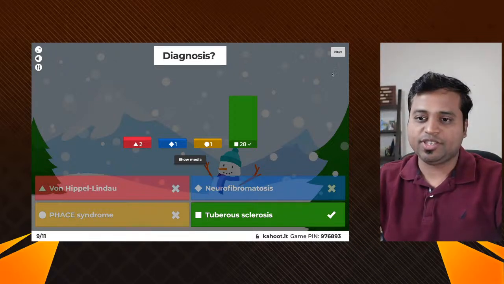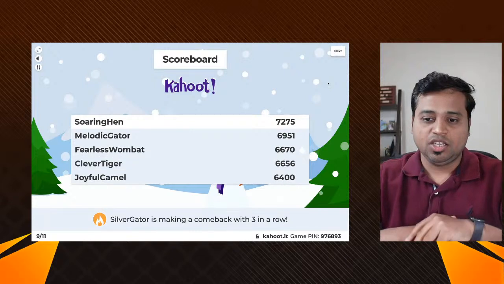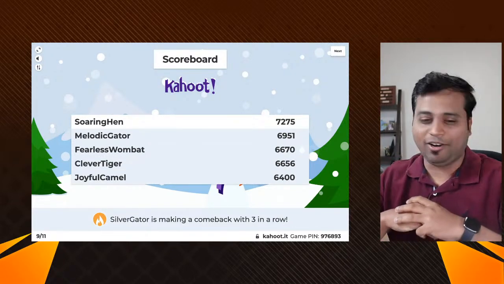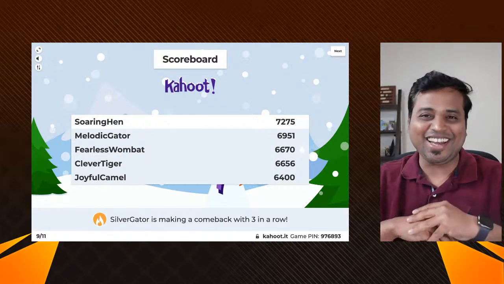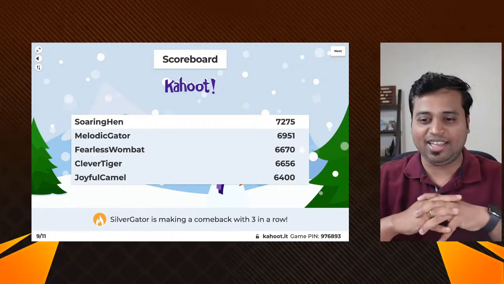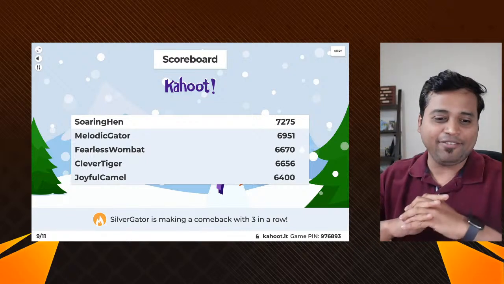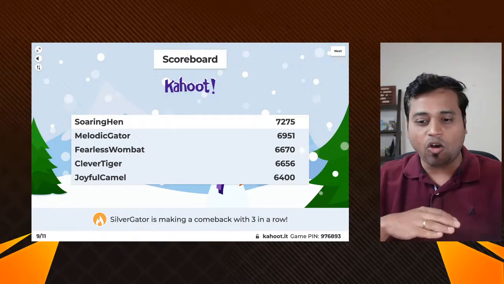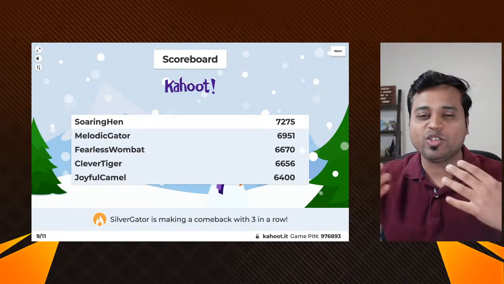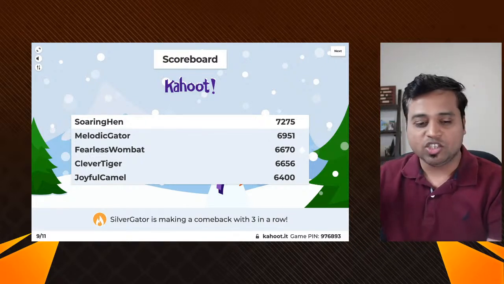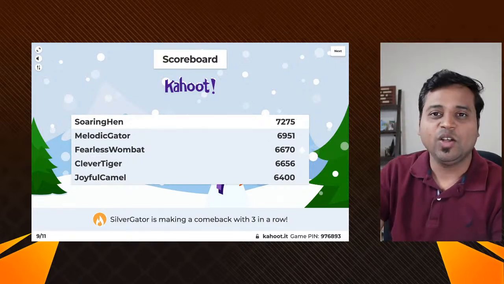This was tuberous sclerosis. Before we move on to the last two questions, Soaring Hen has maintained his or her position at the top. Melodic Gator is not very far behind with 6,900 points, and Fearless Wombat, or in fact, all top 5 are in close competition. Each question will have 2,000 points. The next two questions, double points. So any of these can win the quiz.